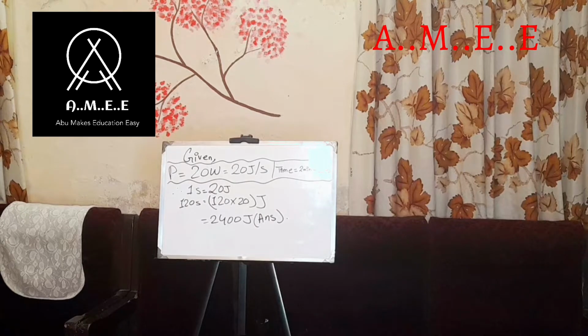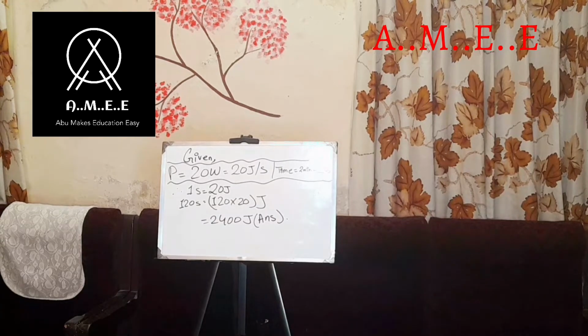And if they ask you in a question answer form, then you have to write that 20 watts equals to 20 joules per second, and time is 120 seconds. So if for 1 second 20 joules of energy is used, so for 120 seconds 120 into 20 joules of energy, which is equals to 2400 joules of energy, is going to be used from the mains electricity. This is the mathematical form answer.